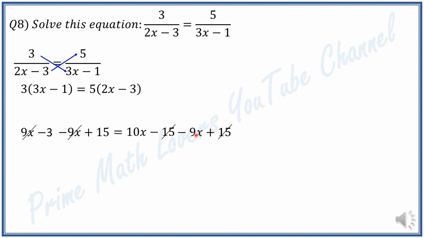On the second hand side, I'll have 10x minus 9x, which will be x. And the first side will be 15 minus 3, which is 12. So x is equal to 12 is the answer for our question. x is equal to 12.